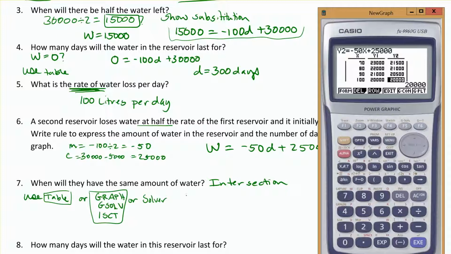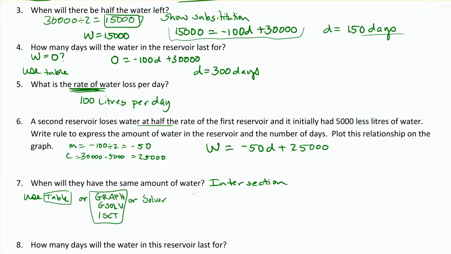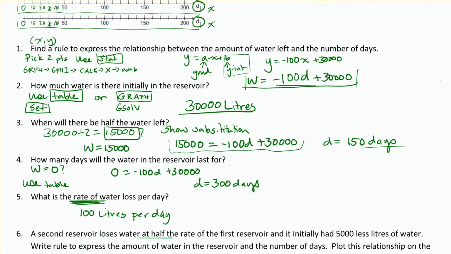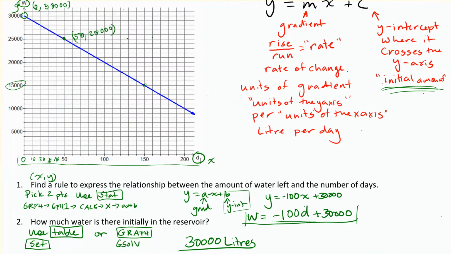But how I'd want to show that is that I'm going to set my two equations equal to each other. So I would say negative 100 d plus 30,000 is equal to negative 50d plus 25,000, and d is equal to 100 days. And again, you could go back up to the top as well and look at that on your, oh, we haven't plotted it yet. Oh yeah, we're supposed to plot it. Okay, so we're supposed to plot w equals negative 50d plus 25,000.